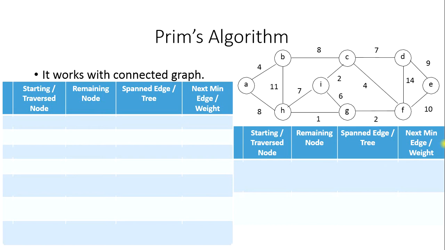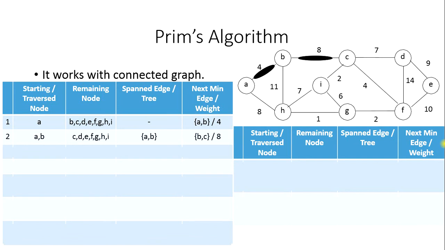First of all, our starting node that we have selected is A. So the first minimum edge connected to A is A to B. We select A to B. Then we have two choices, A to H and B to C. We can choose either one. So let's choose B to C.